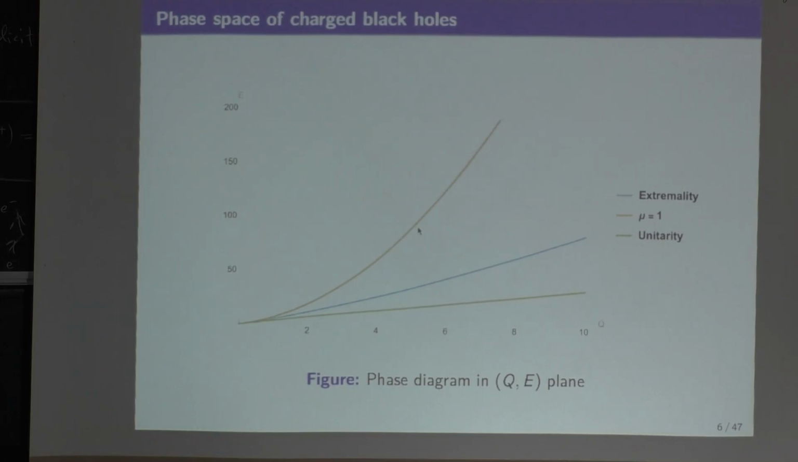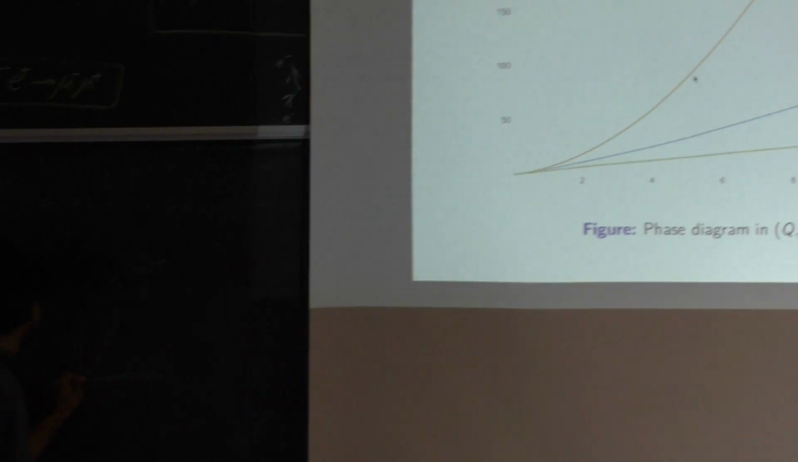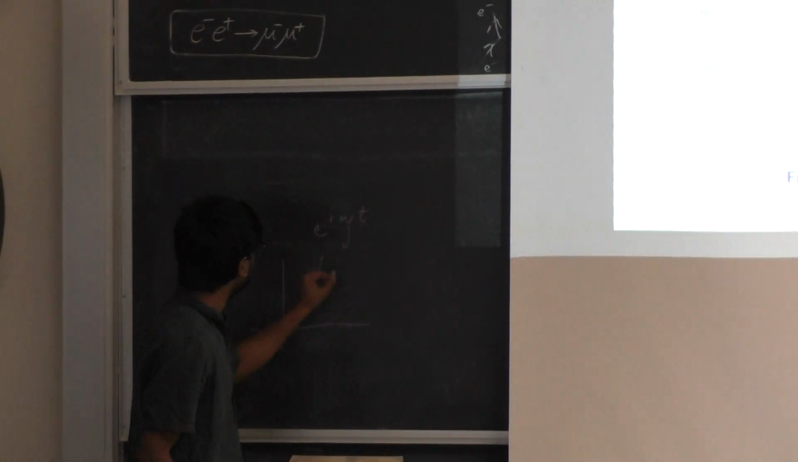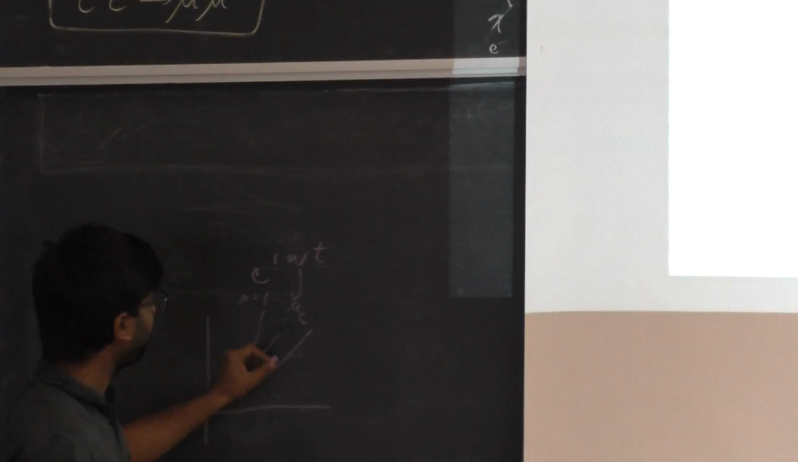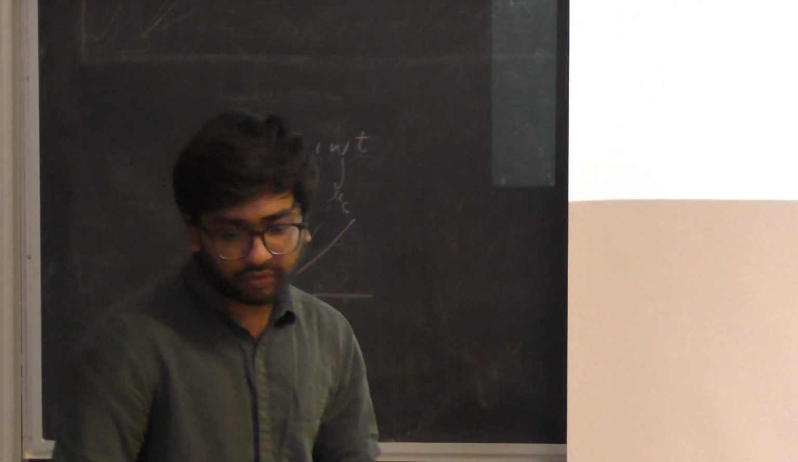So in most of the cases, the instability actually kicks in below the mu equals 1 curve. So imagine that this is mu equals 1, this is the instability curve, and this is the extremality curve. Okay. However, the mu equals 1 curve will play an important role in our story.